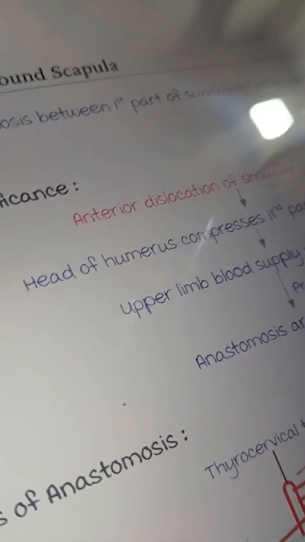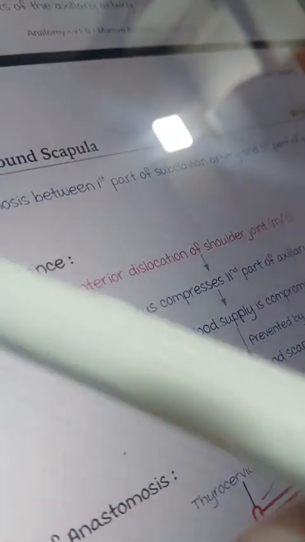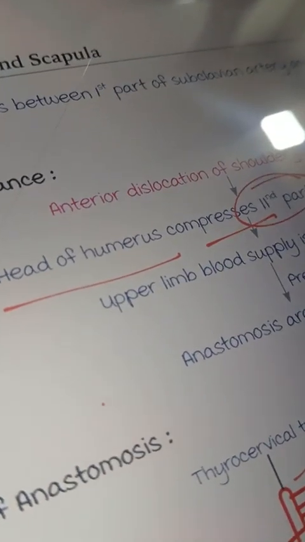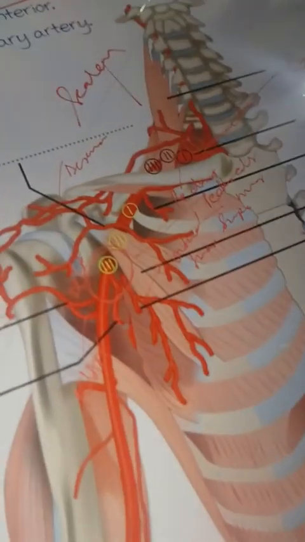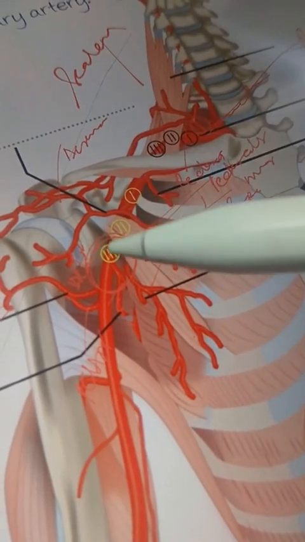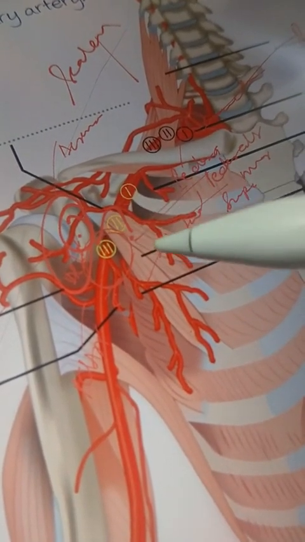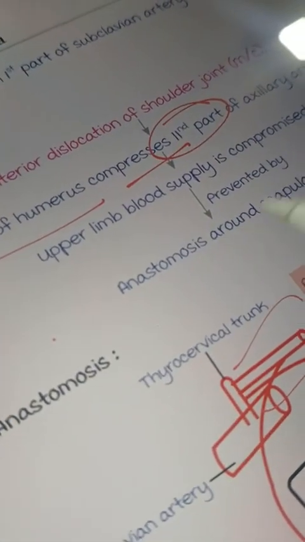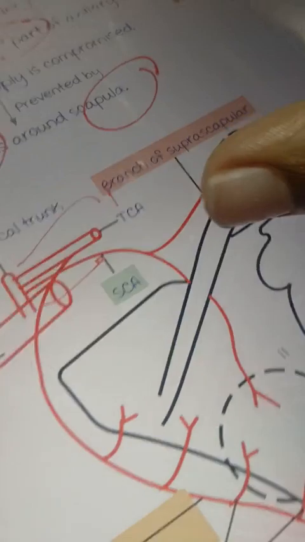So in anterior dislocation of the shoulder joint, the head of the humerus compresses the second part of the axillary artery. You can see in this diagram, this is the axillary artery and the head of the humerus. It is compressing the second part of the axillary artery, and because of the compression, the upper limb blood supply is compromised, and this is prevented by the anastomosis around the scapula.